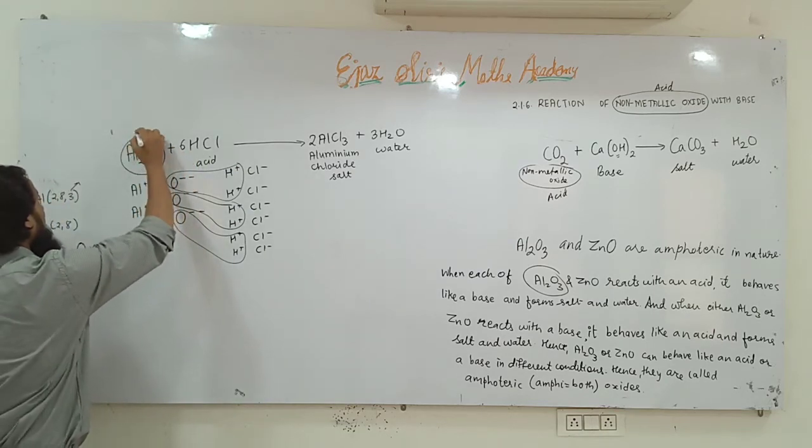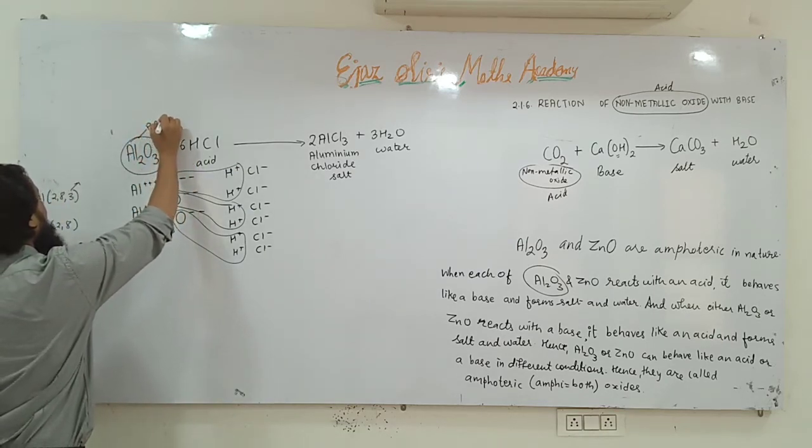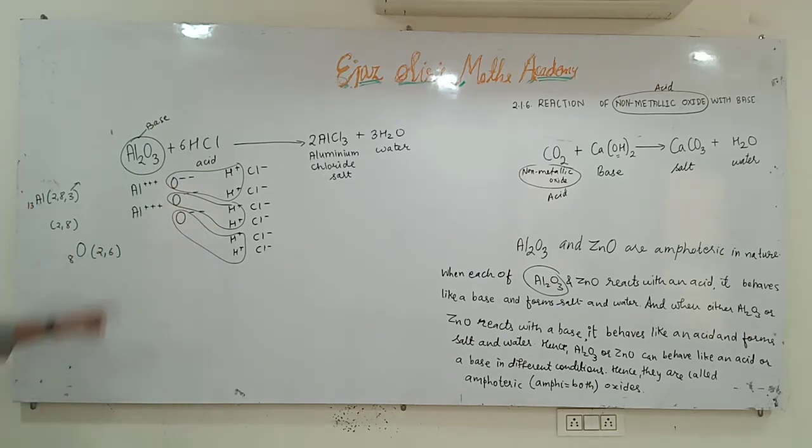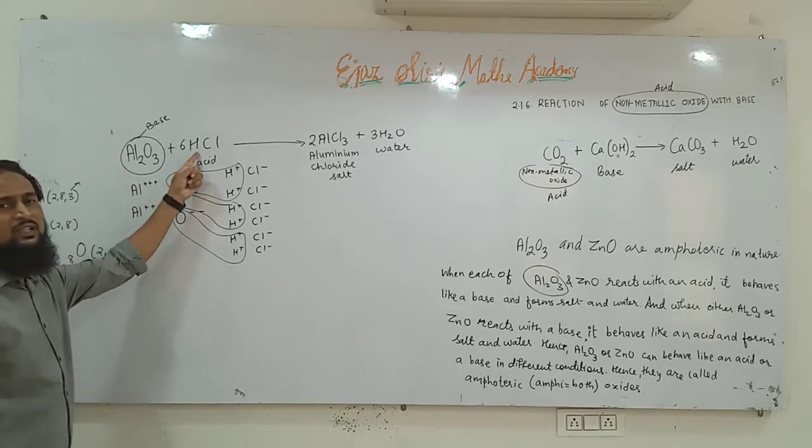So how is it behaving? Like a base. See, metallic oxide, aluminium is a metal, metallic oxides behave like bases, so it is behaving like a base here. Why? Because it is reacting with acid.